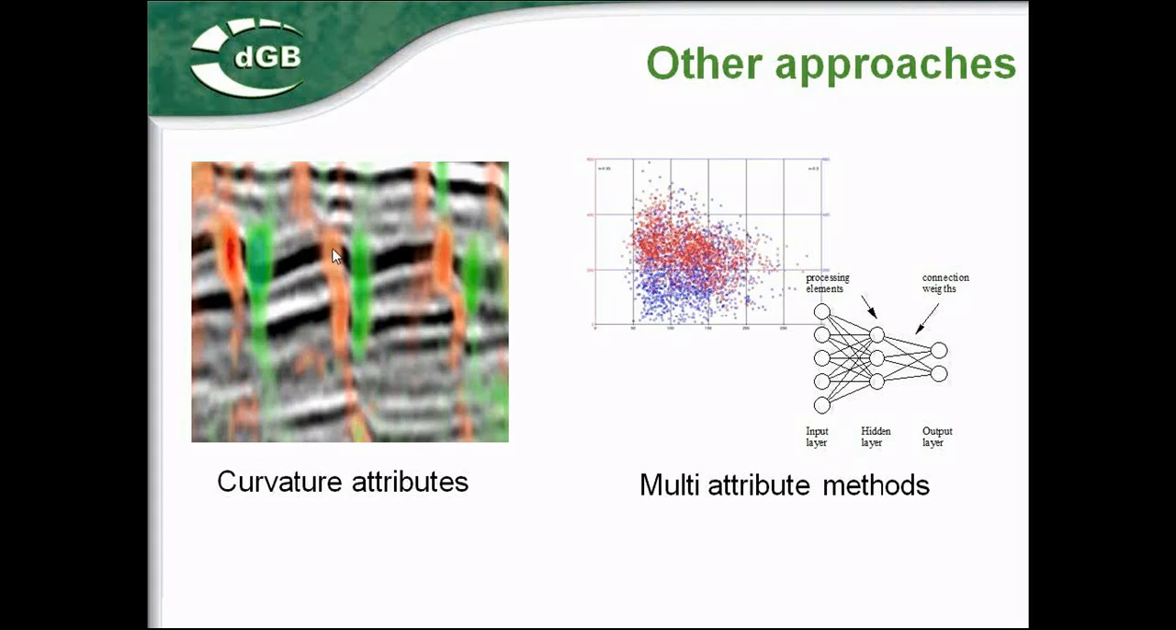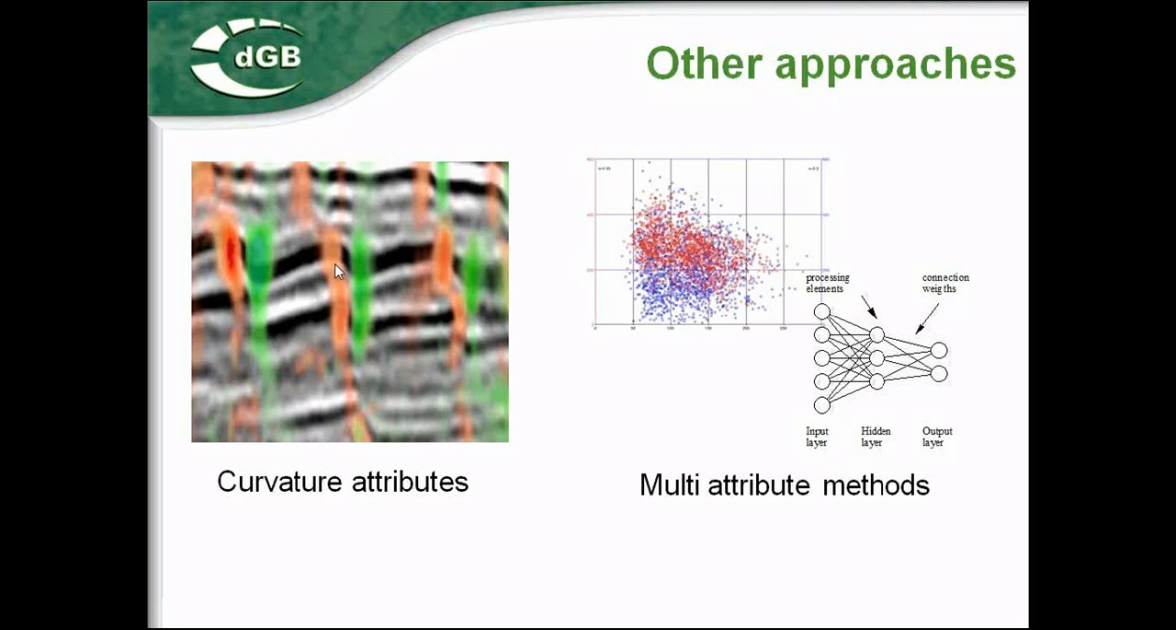Now there's an important difference between discontinuity and curvature. Discontinuity maps the fault plane at a point of discontinuity in the middle, while the curvature has two opposite anomalies on either side of the fault.